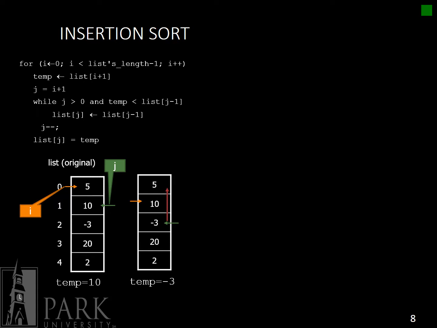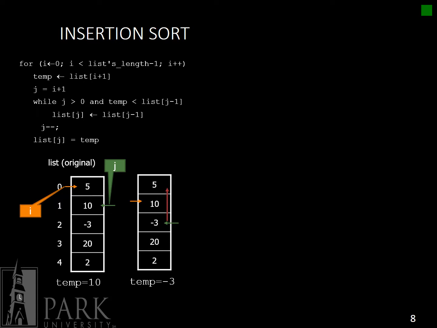And if temp is less than our list at index J minus 1, then we are going to swap the positions, right? We're going to take our list at J, 10, and swap it with the one before it. And then we're going to decrement J. We're going to go up. In this case, it's not, so we're going to skip that. And we go on to the next one, right?